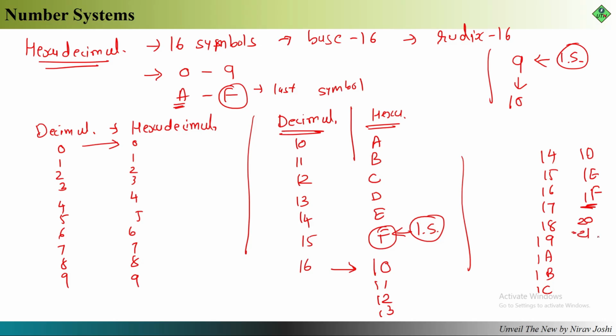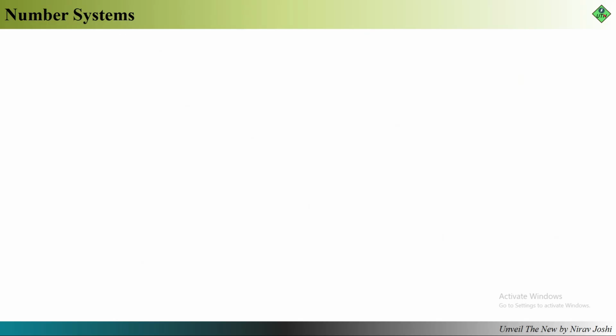After that, simply, we need to repeat 21, 22, 23, 24, 25, 26, 27, 28, 29. 9 is not the last symbol in the hexadecimal. So after 29, what we will get is 2A, 2B, 2C, 2D, 2E, 2F. F is the last symbol, as in 29 of decimal, 9 was the last symbol. After that, what we get is 30. So here also, what we will get is 30.